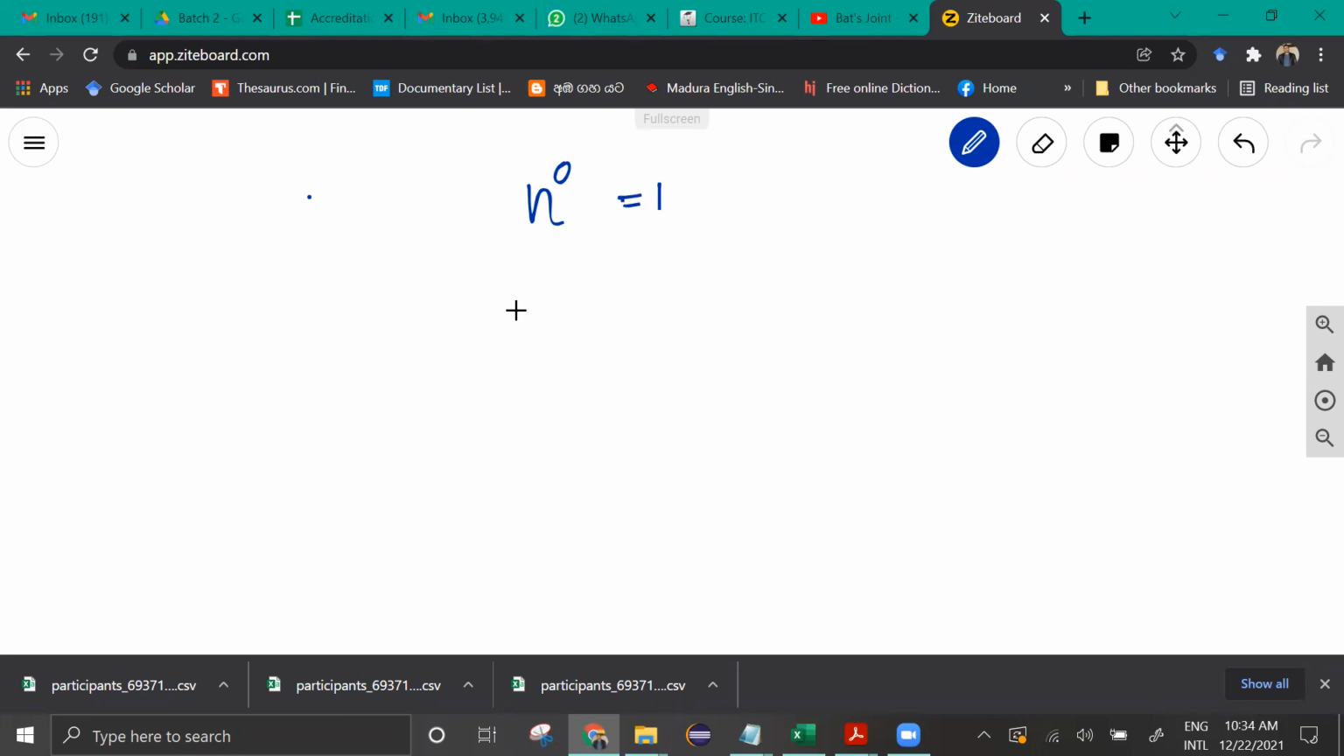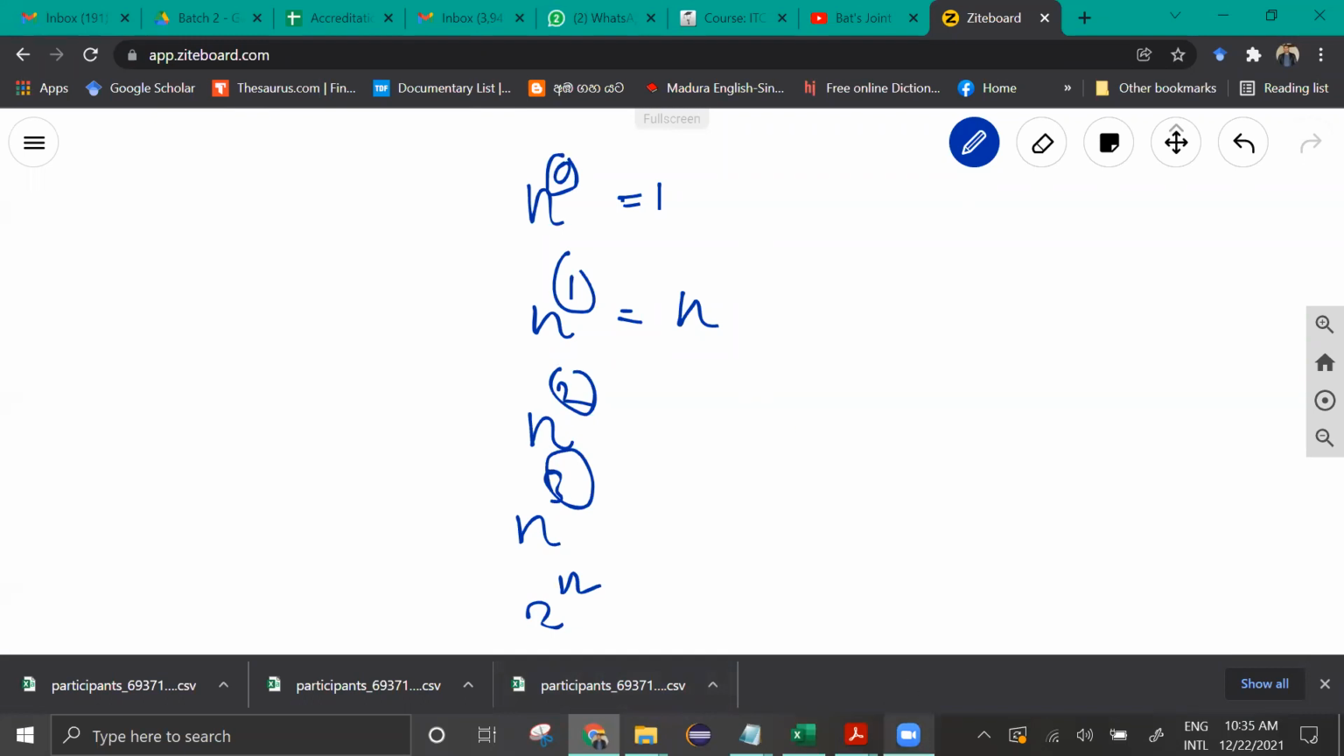Right? So then n^1 means n. Sorry, n squared, right? n cubed, n to the power n, likewise. So this order is there.